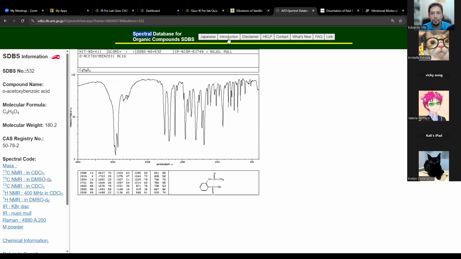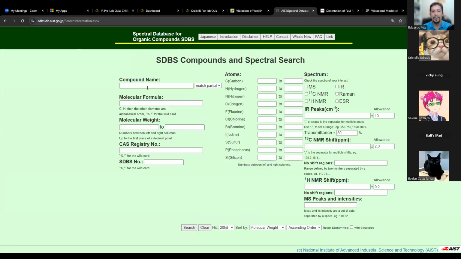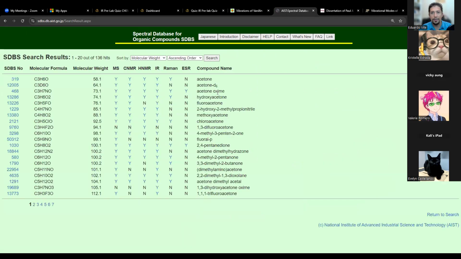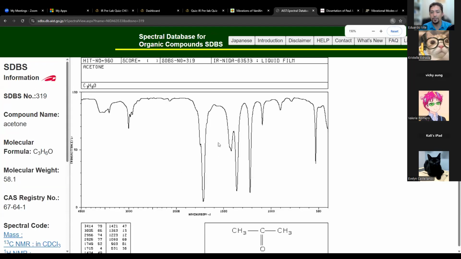Hold on. Introduction. Nope, that's not it. The zoom bar always blocks my ability to view it. There we go. Okay, here we go. This is what you should see. If you type in the name of a compound, you can see the IR spectra from an actual experiment from that compound. So for example, I'm going to type in acetone and I'm going to click search. I'm going to see right here the first result. It says acetone, IR. You see how it says Y? Yes. You click on it. And there it is. This is your IR spectra of acetone right there.